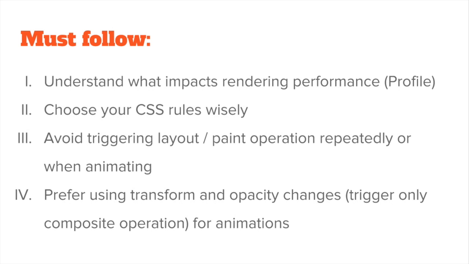Next comes avoiding triggering layout and paint operations repeatedly when animating. As I mentioned just before, when you're animating, try to use only the composite operation, or CSS properties that only trigger a composite operation and not a paint, because that's really expensive. Next comes preferring transform and opacity, as I just mentioned.